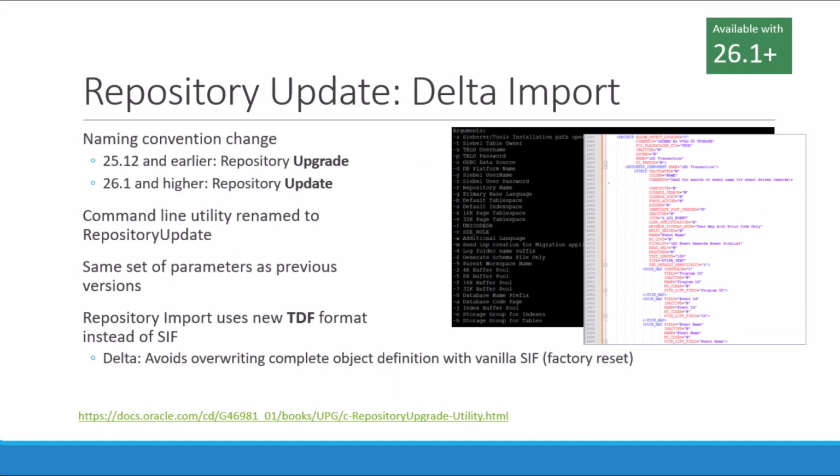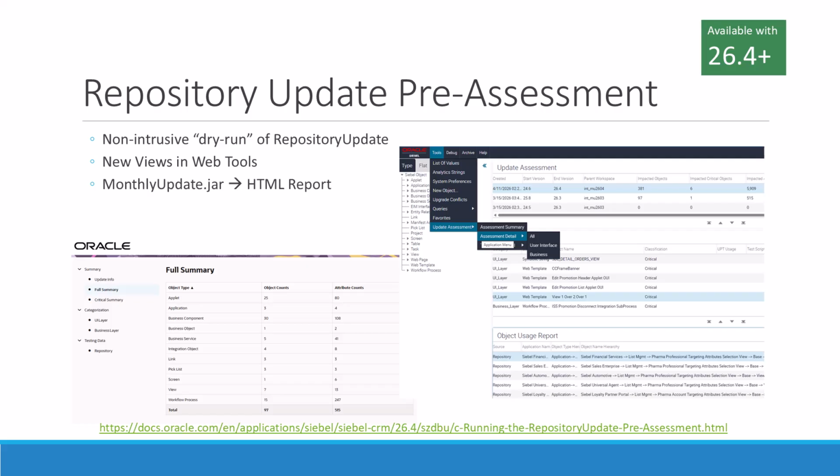With 26.1, Oracle shipped the much-anticipated repository update, same concept as repository upgrade, but with a much smaller footprint called True Delta File, or TDF. Customers conducting updates to 26.1 and higher report a much smoother repository update, confirming that the TDF concept is the right track. With the April 2026 release of Siebel CRM, Oracle ships the repository update pre-assessment feature.